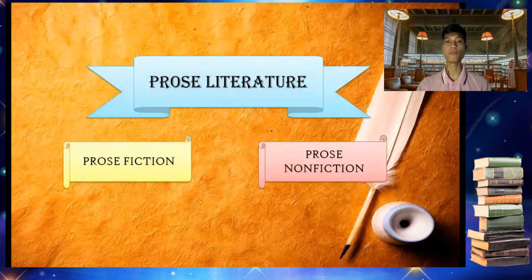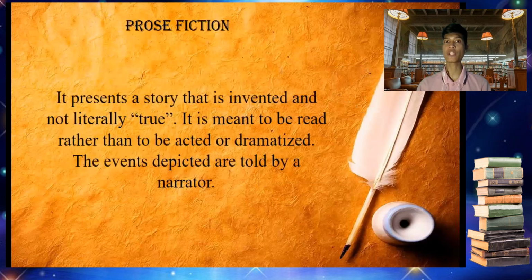As we discussed in the previous video, prose literature can be categorized into two: prose fiction and prose nonfiction. As we move forward, we will define each category and discuss the different types of literature under them. To start, let us have the prose fiction. Prose fiction presents a story that is invented and not literally true.